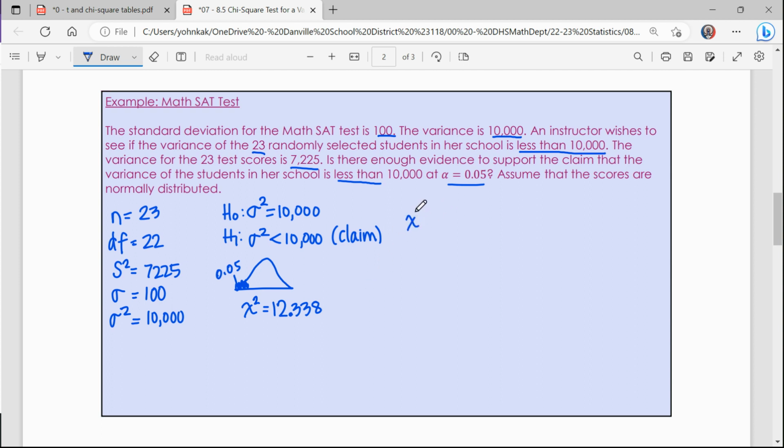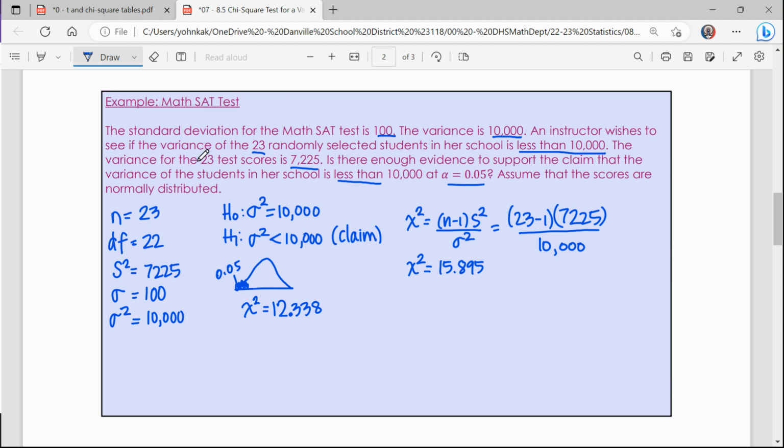All right, let's calculate that test statistic. So we have n minus 1 times s squared over sigma squared. That's going to give us 23 minus 1, times s squared, which is 7,225. I don't have to square it, because it already is squared. And our sigma squared is 10,000. Again, that's already squared, so I don't have to square it. Now my chi-square critical value had 3 decimals, so my chi-square test statistic is also going to have 3 decimals. If I type this in, I get 15.895.